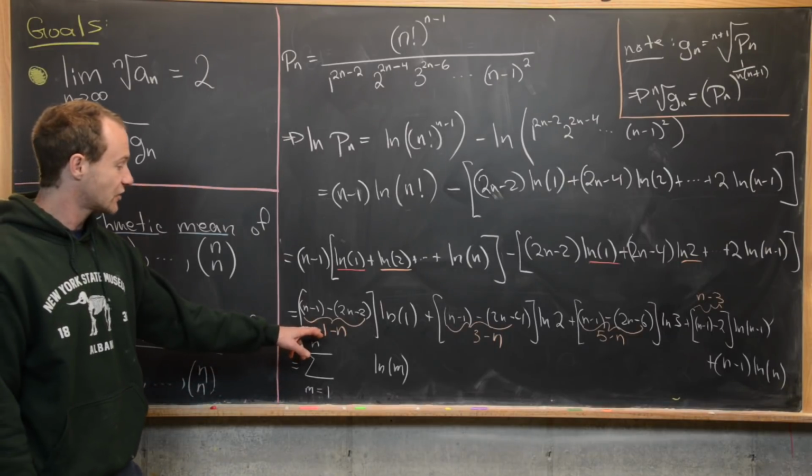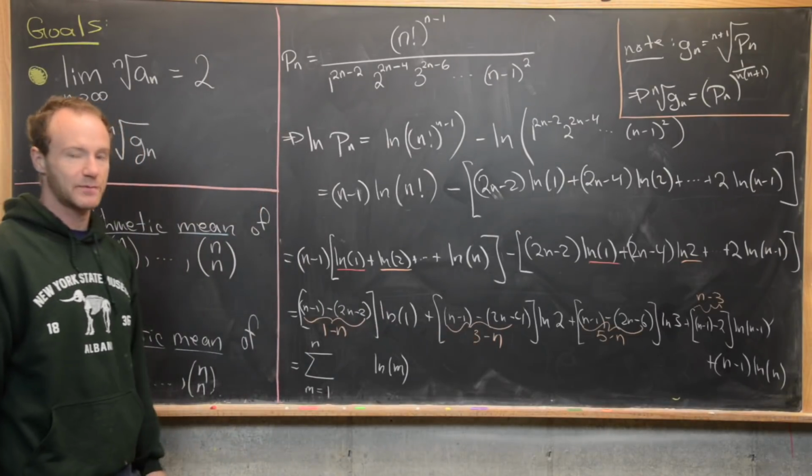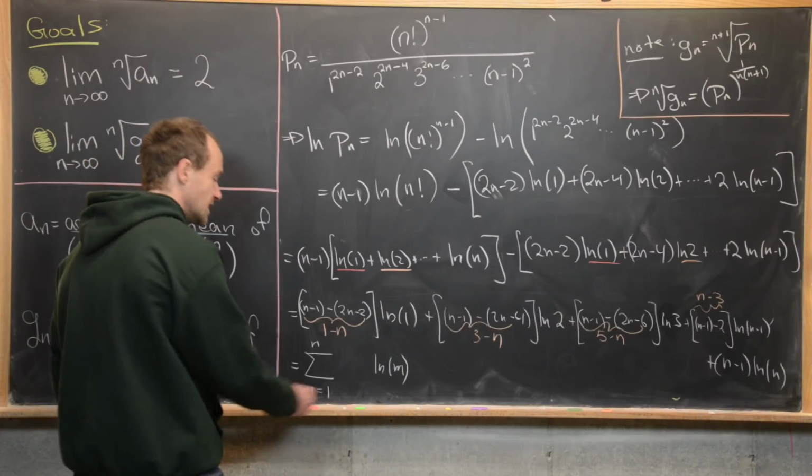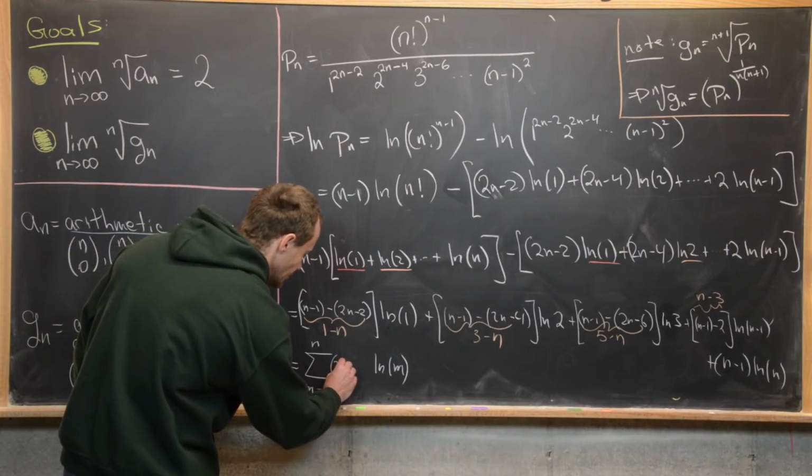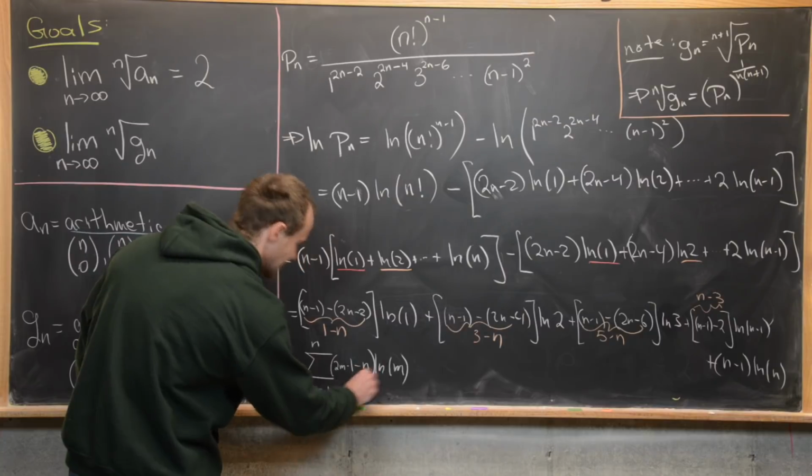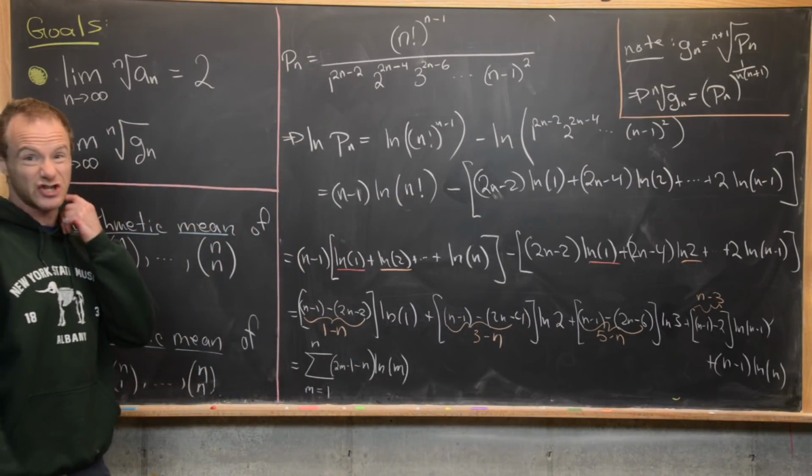So notice it increases by 2 at each step, but it starts with 1. So I think we can do that by doing 2m minus 1 minus n. So let's go ahead and check to see if that works.